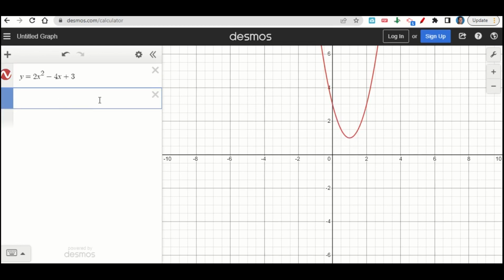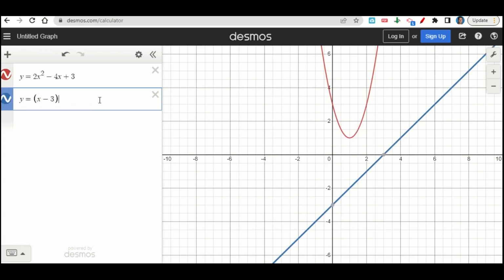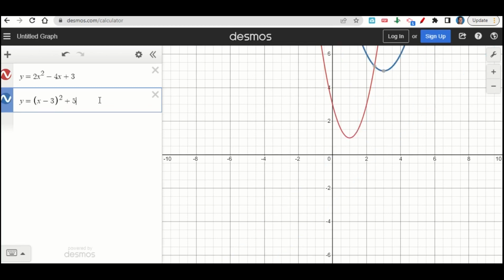We could also do it in vertex form. So y equals x minus 3 squared plus 5. And we can see here that our vertex, if we click on it, is at 3, 5. So this is how you can use Desmos to check your work when trying to find the location of the vertex of a quadratic.